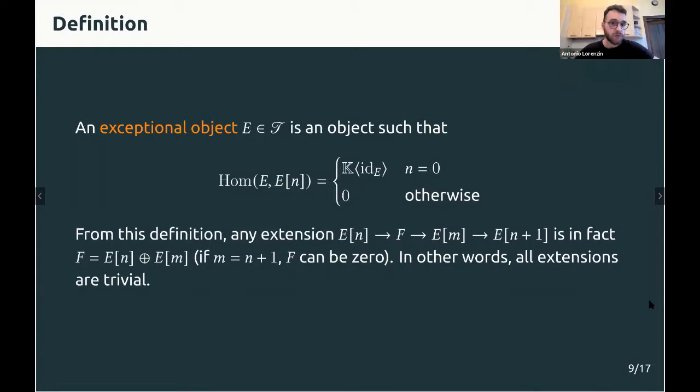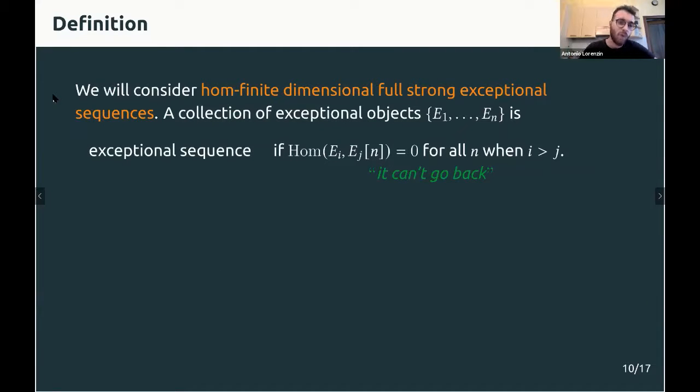So, I'm not really interested only in exceptional objects. I'm interested in exceptional sequences. So let us try to give the definition of this. And actually, what we need to consider is Hom-finite full strong exceptional sequences. A very, very long name, but I hope in this slide you will understand it better. So we have a collection of exceptional objects E1 to En, and we say that this collection is an exceptional sequence if we can't go back. So in some sense, we have an order. So we are going from E1 to E2, but we are not going from E2 to E1, for instance.